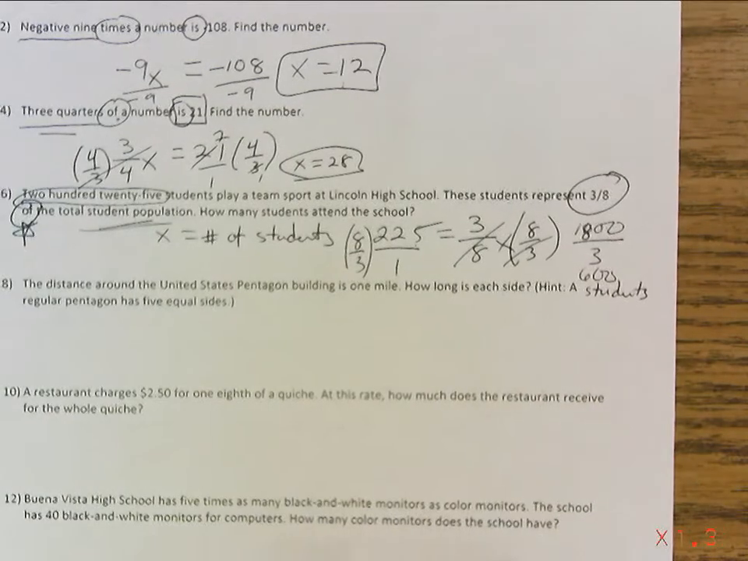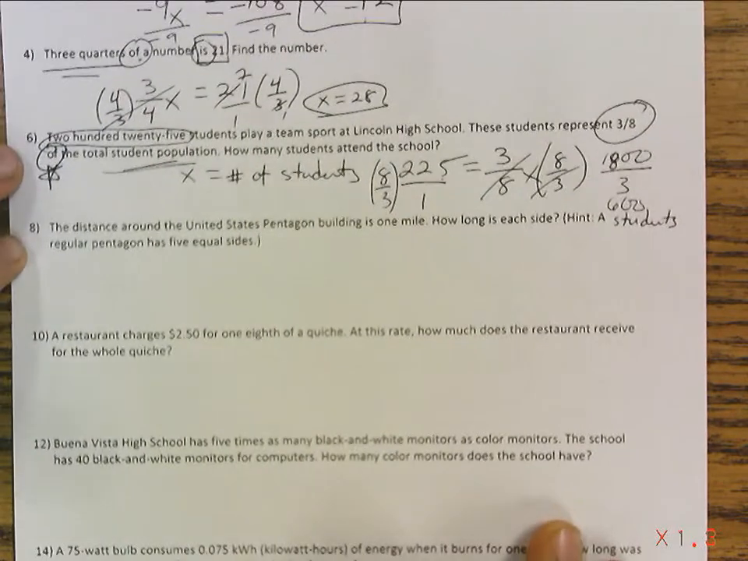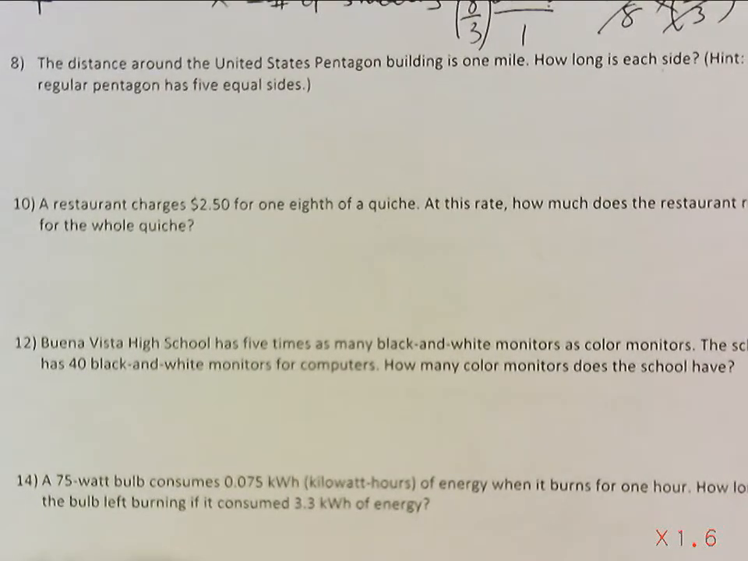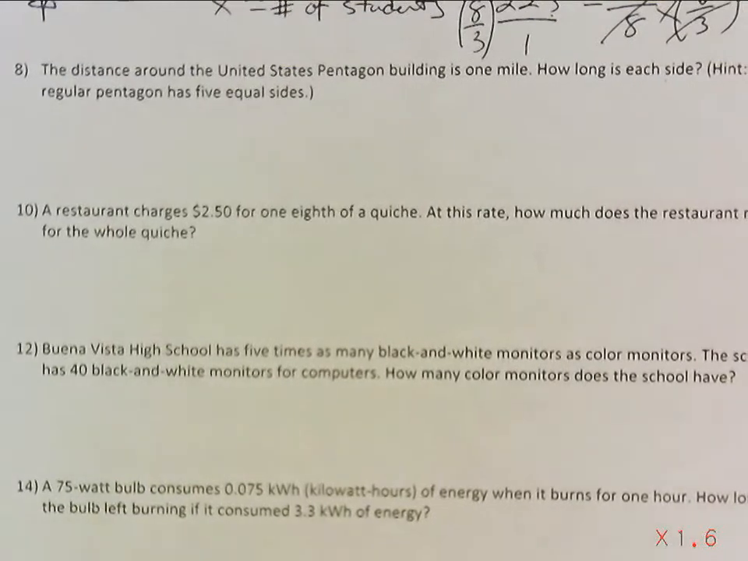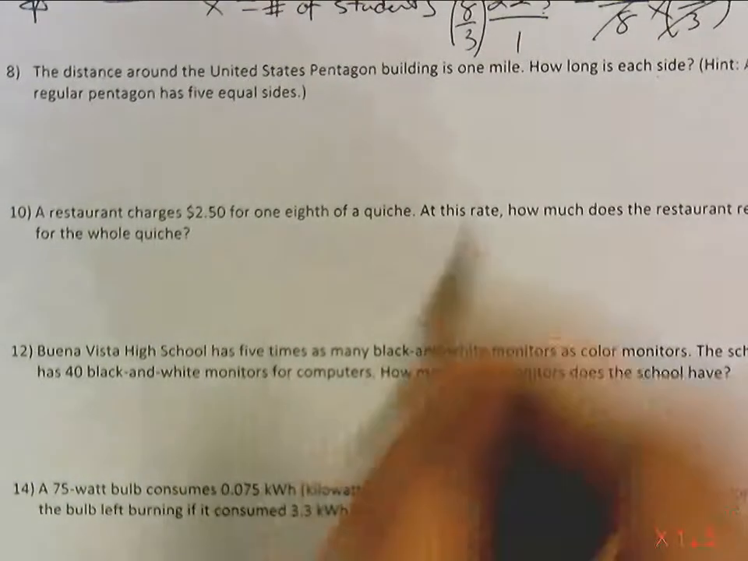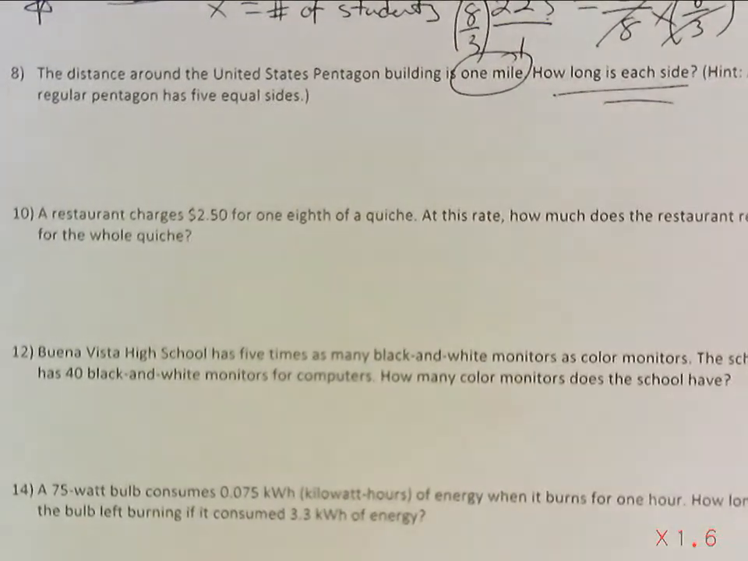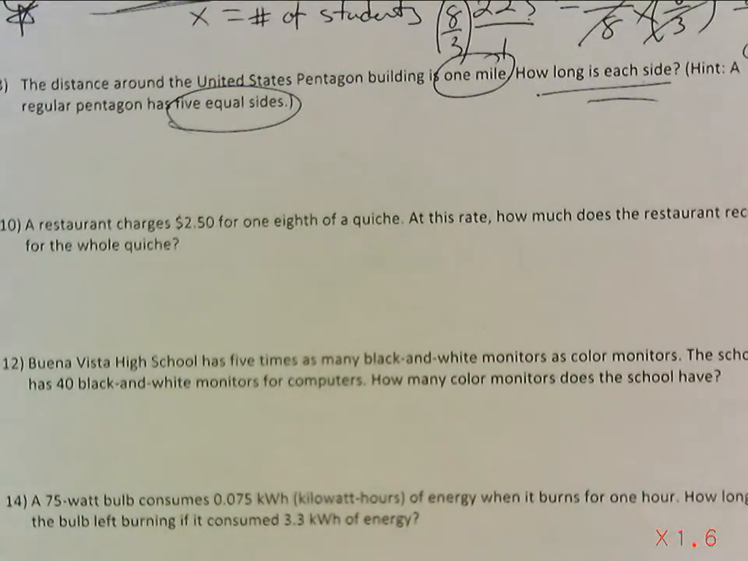We're 8 minutes in now. We're going to do them all. I'm letting you know. Okay, number 8, I want you guys just to read it and just underline things. Take your time. Well, I'm going to circle 1 mile. How long is each side? 5 equal sides. Okay. Anytime you see a problem about a shape, it's geometry.